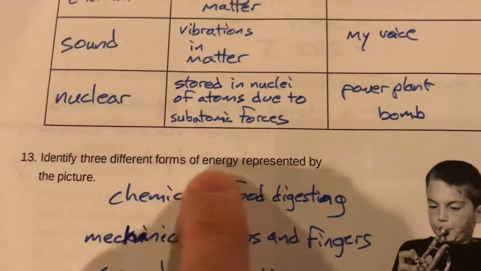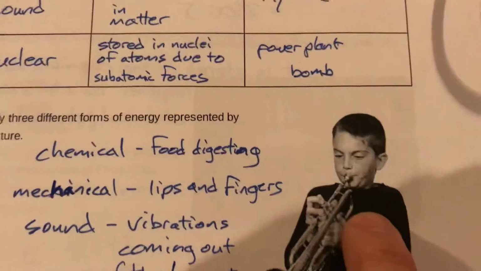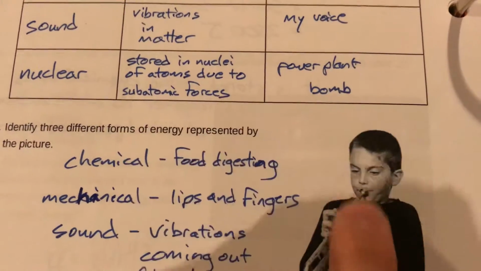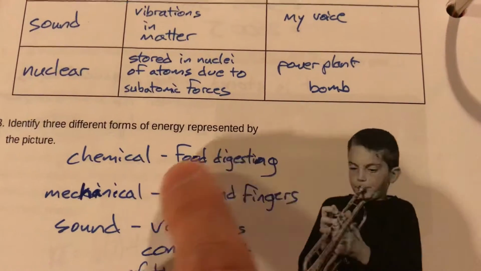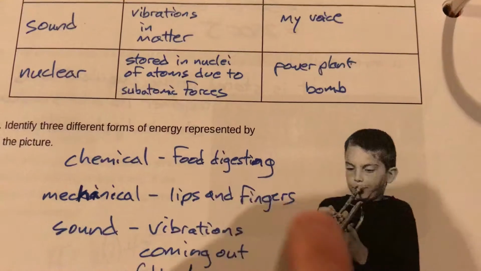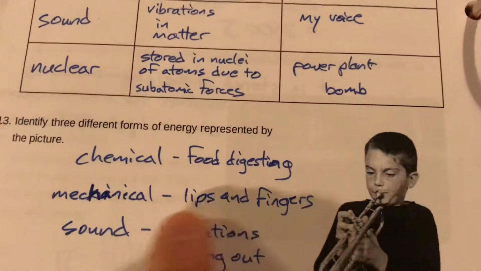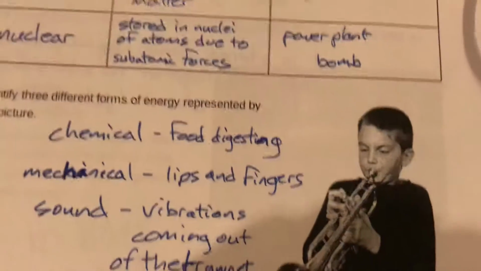So, identify 3 different forms of energy represented by the picture. Well, the kid probably ate some food. The food's releasing the chemical energy into kinetic energy, the mechanical energy of the motion of its lips and fingers and lungs. I should have put that in there, the pushing out of the air. And then that results in vibrations that are coming out of the trumpet.